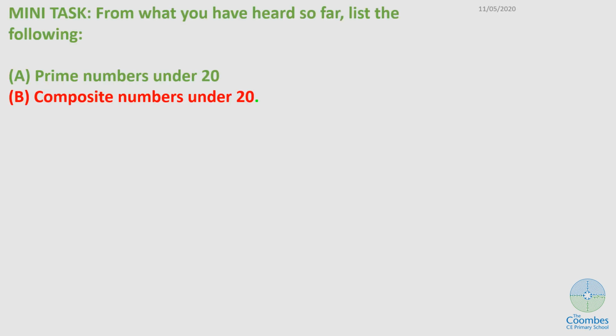Now, from what we have discussed so far, what I want you to do is to pause the video here, and using a piece of paper, list all the prime numbers below 20 and all the composite numbers below 20. We'll look at it in the next slide.